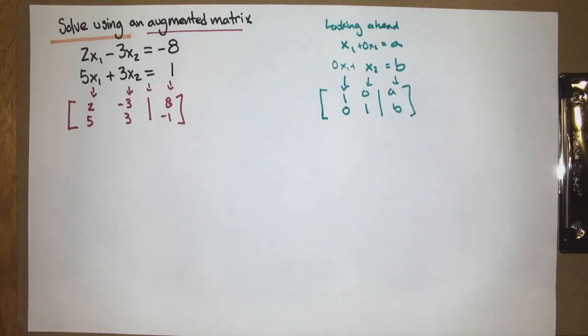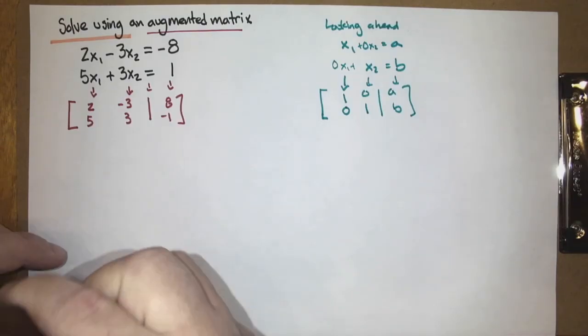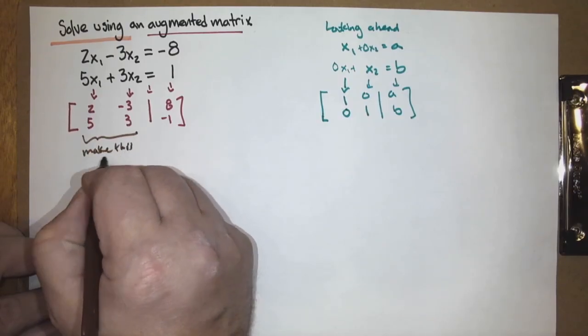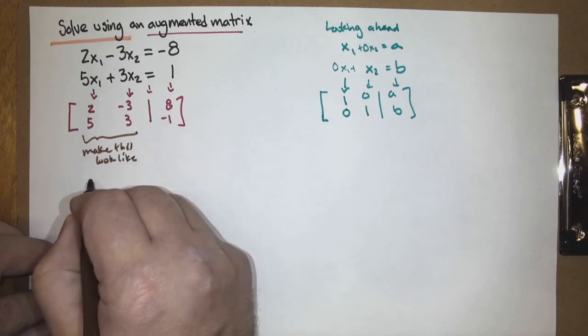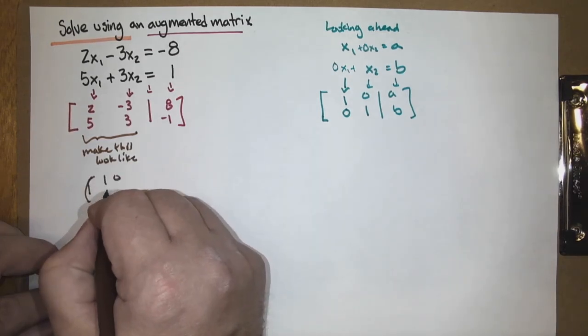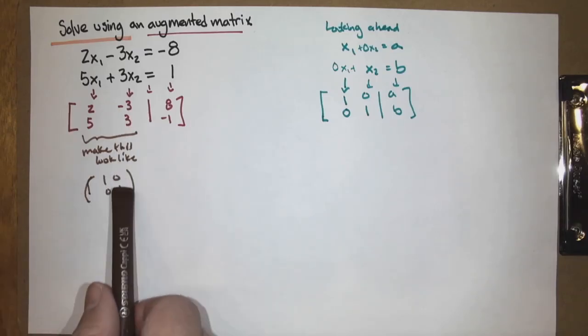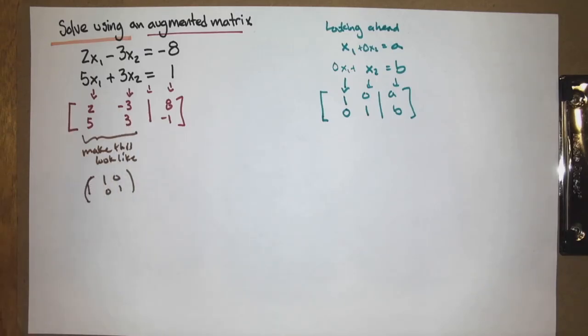So what we're going to do is figure out how to take this left-hand side and make this part look like 1, 0, 0, 1. That's our goal. So when we talk about solving using an augmented matrix, we're saying we're going to make the part on the left of the divider line look like this very special arrangement. We'll give it a name in the very near future, but let's just call it nice. We want it to look nice. All right, so that's our goal.